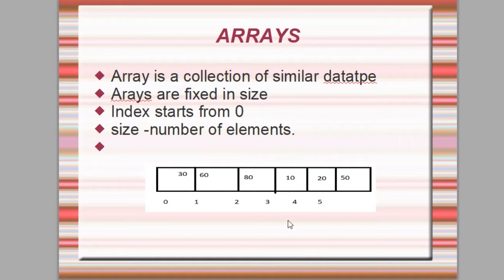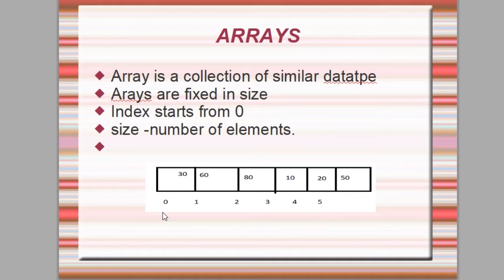If you want to find the length of an array, the number of elements is nothing but the size or length of the array. So what is the length of the array here? 1, 2, 3, 4, 5, 6. The length of the array is 6. So always the index starts from 0. You have to be careful. Arrays always start with index 0.